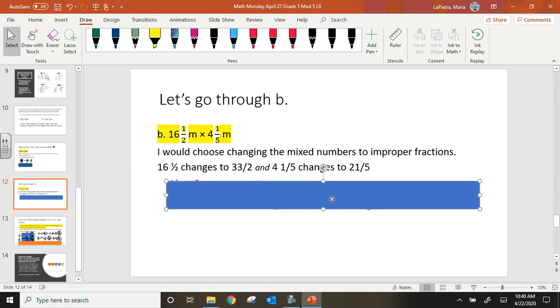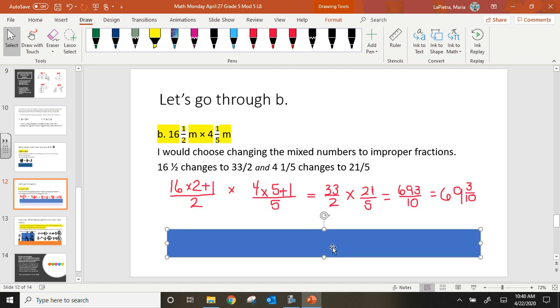20, okay. So now I have 16 times 2 plus 1 over 2. I showed you how we got from our, this is how you change a mixed number into an improper fraction for both of those. So now I have 33 over 2 times 21 over 5, which equals 33 times 21, which I got 693 over 2 times 5, which is 10. And when we divide that out, 10 goes into 693, 69 times, and 3 over 10.